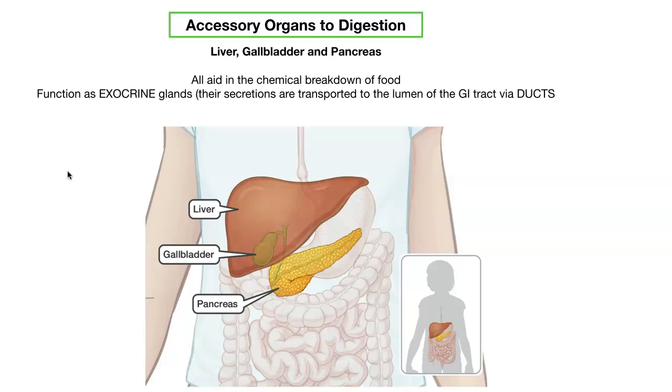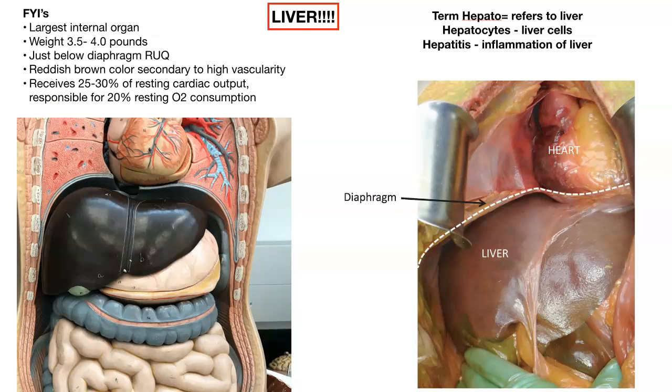They are all aiding in the chemical breaking down of food, and they all function as exocrine glands. Remember, exocrine. They're secreting into ducts, and they're transporting their secretions through ducts into the GI tract. So let's start with the liver.